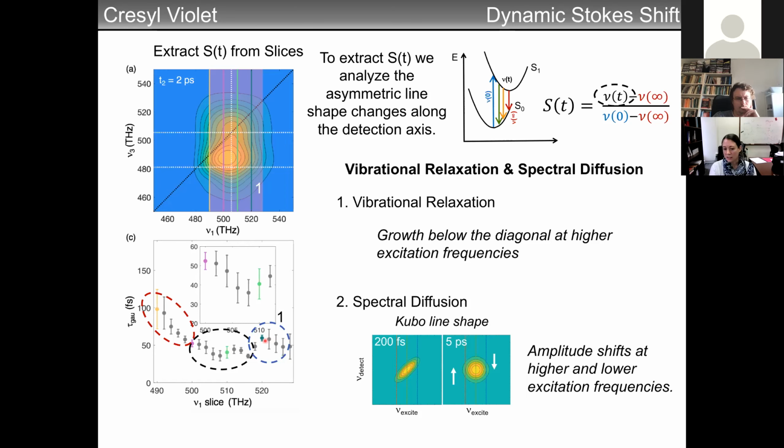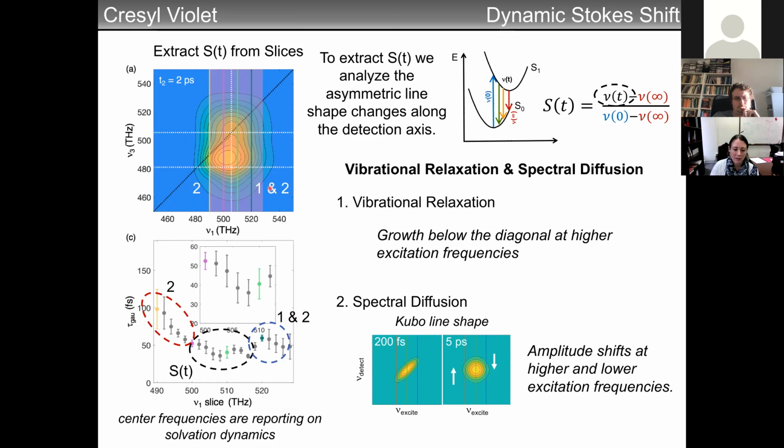There's also spectral diffusion, right? And so this is just a Kubo line shape for a single transition. And spectral diffusion will lead to amplitude shifts in the 2D spectra, right? So at higher frequencies, we'll see an amplitude shift to lower detection frequencies. And at lower excitation frequencies, we'll see an amplitude shift to higher excitation frequencies. And these amplitude shifts due to spectral diffusion could also affect this parameter that we're extracting, which we're taking as like from the full width half max of the transition. Okay, so spectral diffusion could also contribute to these timescales on sort of the lower energy side, right? So looking at these frequencies, but also the higher energy side.